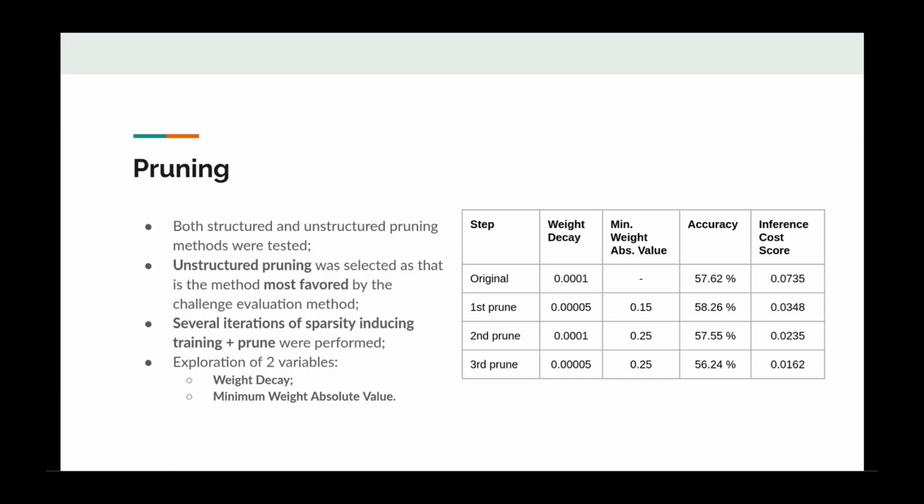Between each pruning step, training was performed with an associated weight decay to induce sparsity. Values below a certain threshold, in this case the minimum weight absolute values you can see in the table, were reduced to 0. After that, the network is retrained. As can be seen in the table, we managed to get a reduction of up to 88% in the inference cost with only 3 pruning iterations.